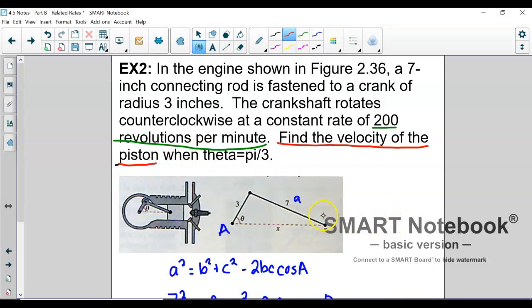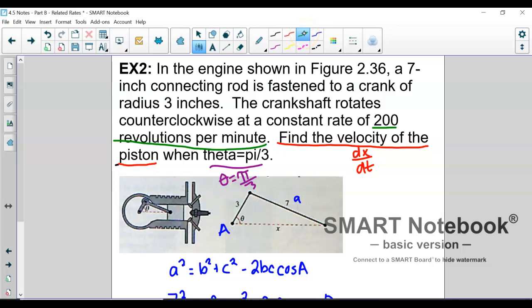Velocity is your rate of change of the piston. So the piston is right here at the end of your connecting rod, and so it's going to be moving up and down and up and down. So what you're looking for is you're looking to see basically how fast this dot right here is moving up or down or up or down. And so we're looking for dx dt, yes, dx dt here. That's what we're looking for. They tell us pretty straightforwardly that theta equals pi over 3 here.